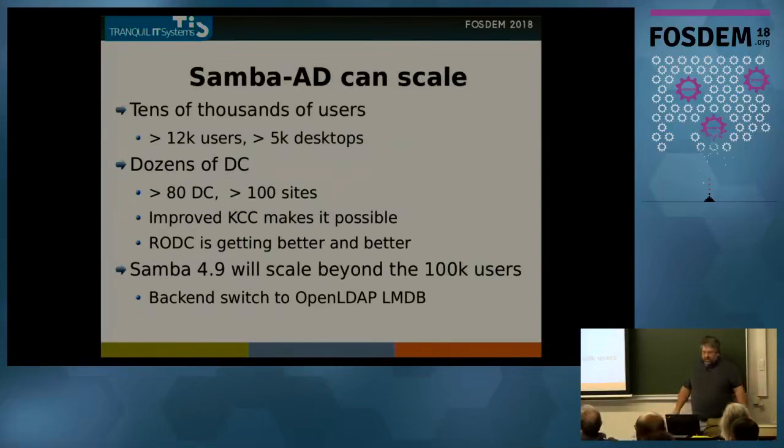Some people may ask, how much does it scale? Currently with 4.7, you can have no problem with like 10,000 users and 5,000 desktops, and having many DCs with the new KCC, which is the software that does the replication mapping between the different DCs. We have a client with 80 DCs on his network. So yes, it can scale. And more than 100 sites.